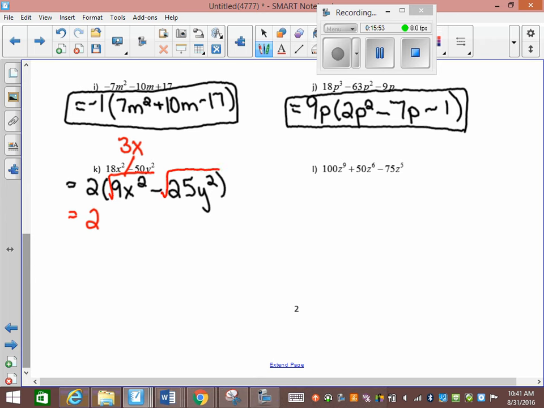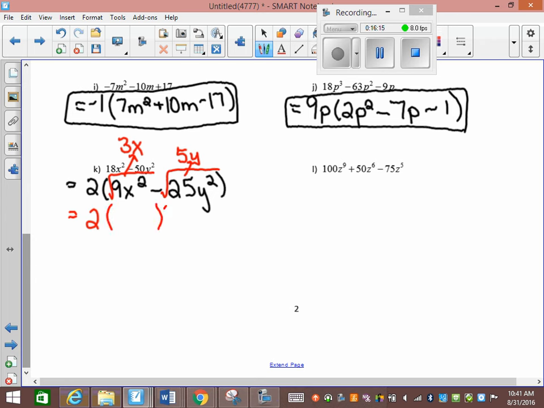Square root of 25y squared. Square root of 25 is 5. Square root of y squared is y. If you don't know where the square root button is on your calculator, it's the second x squared button. Press the second button and then the x squared button to get the square root. So now you have 3x and 5y.